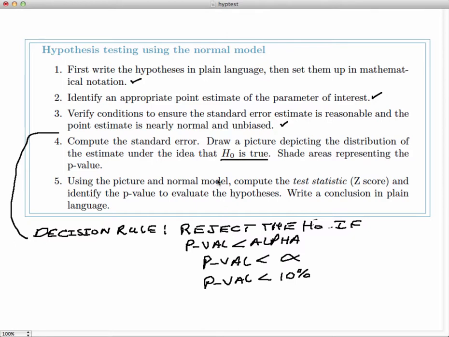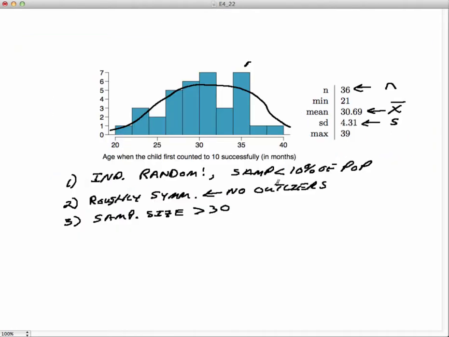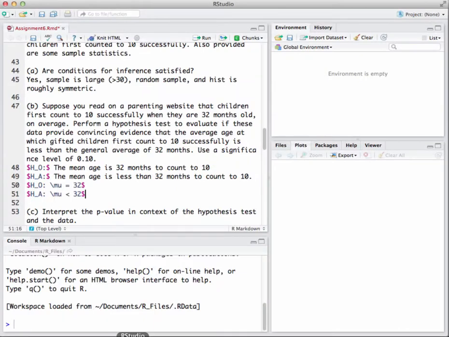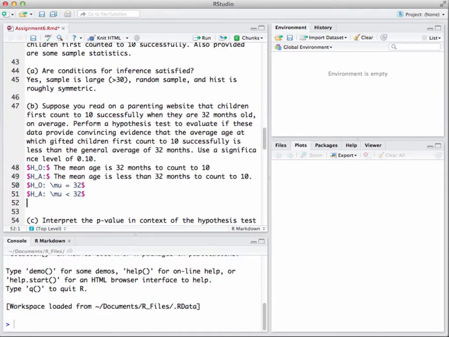Okay, 4 and 5, there's a lot going on there. So we'll break that down into smaller bites as we start working our way through it. Okay, so let's go back to the problem at hand. So let's go back to our studio here, okay? All right, so far we've written the null and the alternate hypotheses. So let's state our decision rule.